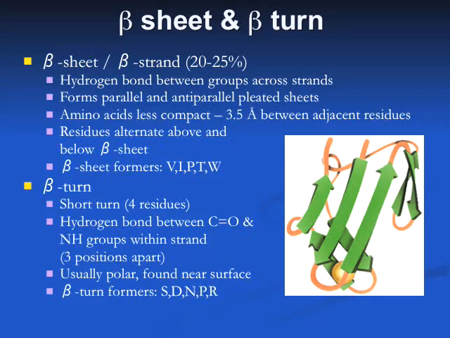You also have beta turns, which is a little bit different than beta sheets. These are short turns, usually 4 residues, and they're very polar and oftentimes found near the surface of the protein, and that's going to be important to know. And beta turn formers are S, D, N, P, and R, and again, I leave it to you to figure out which one of those are. So you might want to consider classifying your amino acids by whether they form alpha helices, beta sheets, and beta turns. That would be a good activity for you to consider doing.